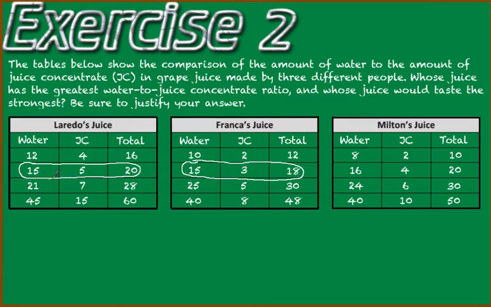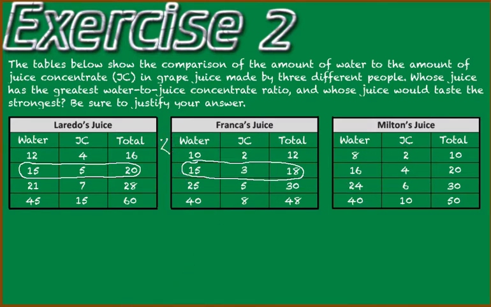So you kind of got to look at it this way. The more juice concentrate you use, the more it cancels out your water. Franca used less juice concentrate, so she doesn't cancel out as much of the water as Laredo does, using 5 cups of juice concentrate. So right now we know that Franca uses more water than Laredo.